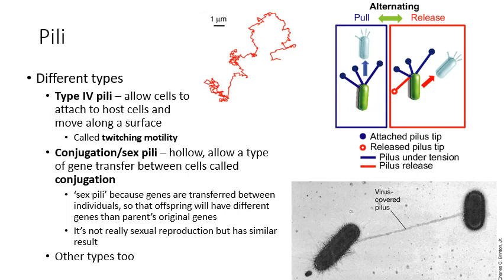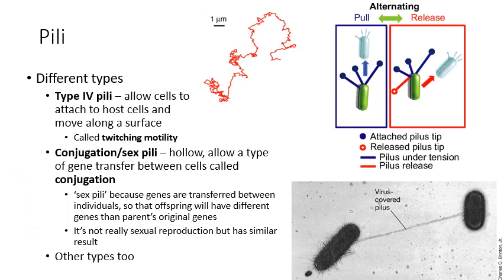Another important type of pilus is the sex pilus or conjugation pilus, which is different from the type 4 because it's hollow on the inside. And it basically forms a little tube that allows genes to travel through it. So if you had this conjugation pilus, you're going to send it out. It's going to attach to another bacterium, and then you can send some of your DNA down through that tube, and the other bacterium will get it. So this is a type of gene transfer between bacteria, or archaea.